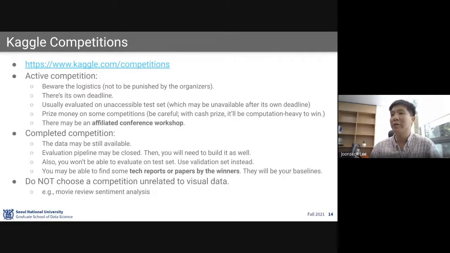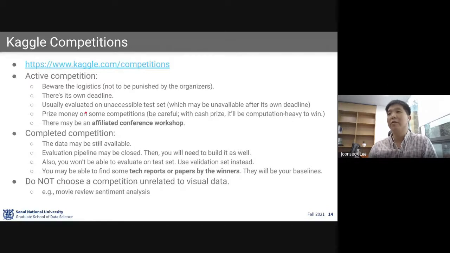That cash prize sometimes goes up to like $1 million, so that will be a good opportunity. If you win the competition, you will be rich, not just get good grades in this class. But if you decide to do that, be aware of the logistics enforced by the organizers. They may have different deadlines, and in most cases, they use their inaccessible test data set to evaluate your model.